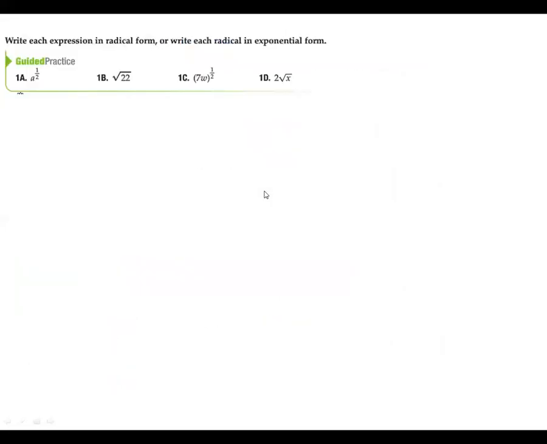All right, so here's a couple for you to try. Go ahead and pause the video. All right, we're back. What did you get? So for 1a, a to the 1/2, pretty straightforward, is square root a. Square root 22 would just be 22 to the 1/2.